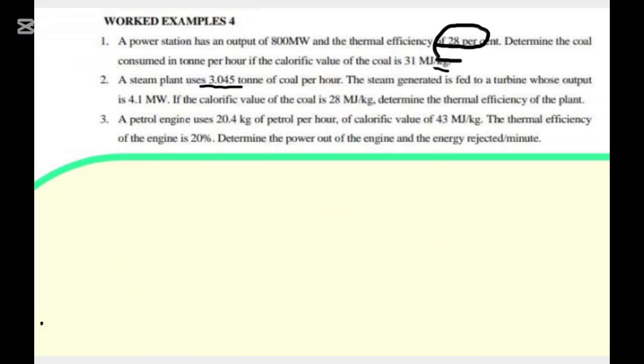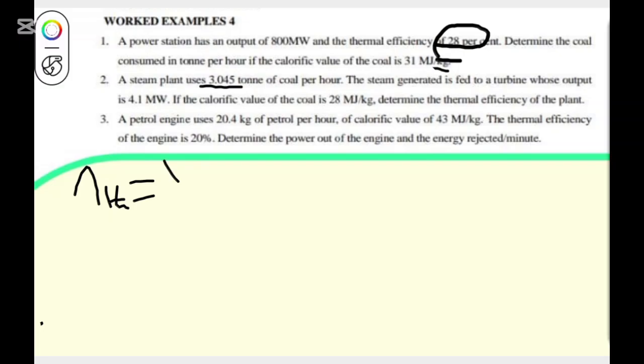A steam plant uses 3.045 tons of coal per hour. The steam generated is fed to a turbine whose output is 4.1 megawatts. If the calorific value of the coal is 28 megajoules per kg, determine the thermal efficiency of the plant. So you have to take note of this formula.